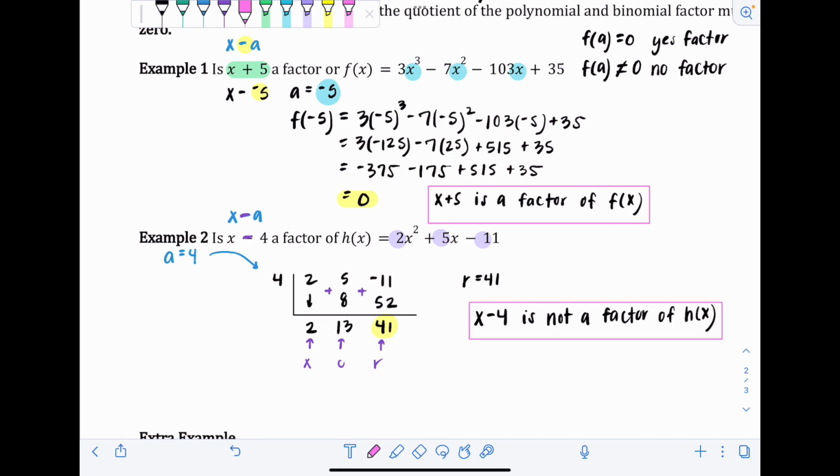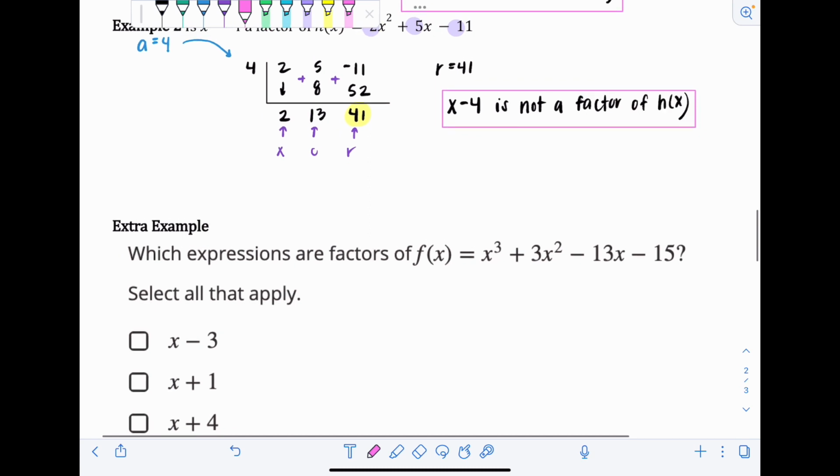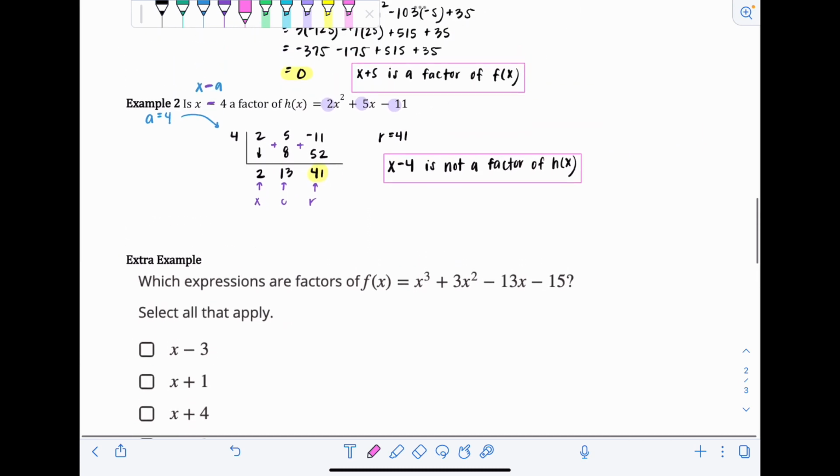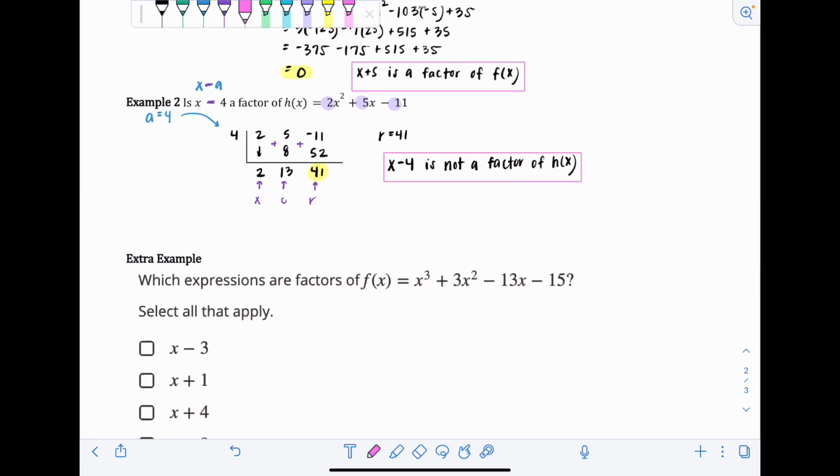Okay, so between these two strategies, you can definitely pick whichever one you feel most comfortable using. There is a certain case where synthetic probably makes more sense, and this extra example is just literally copied from your workbook. So if you feel like you're good and this is enough information, you can stop the video here. I just want to show one comparison.